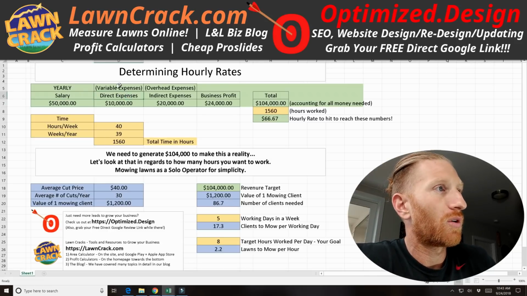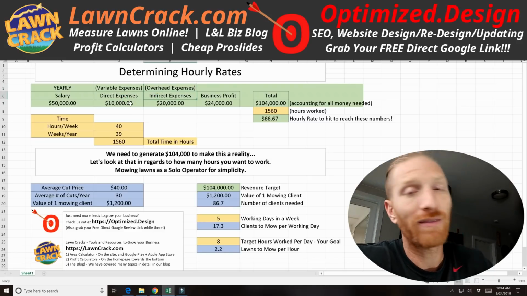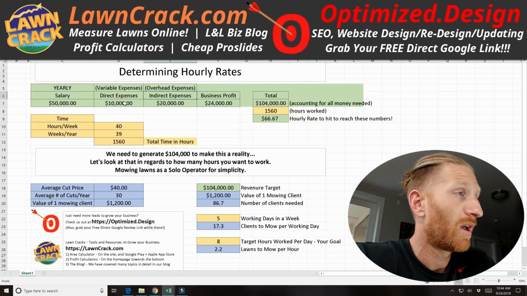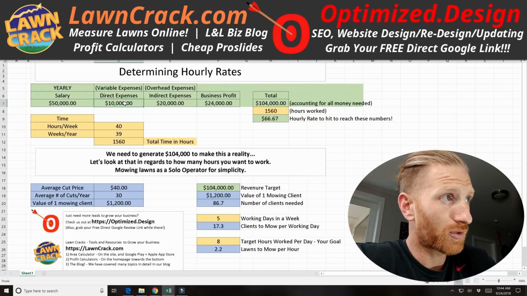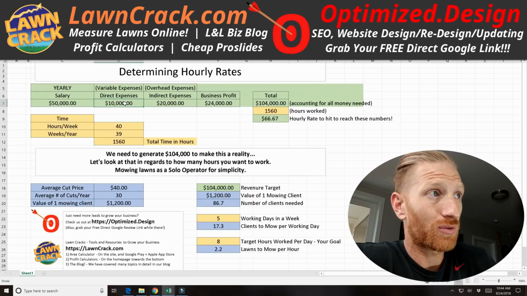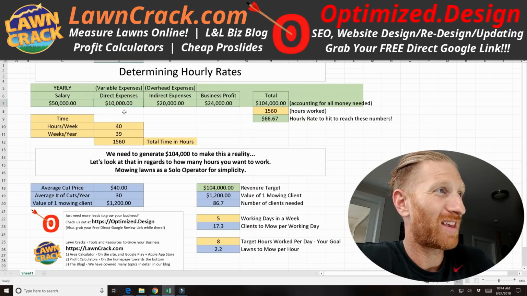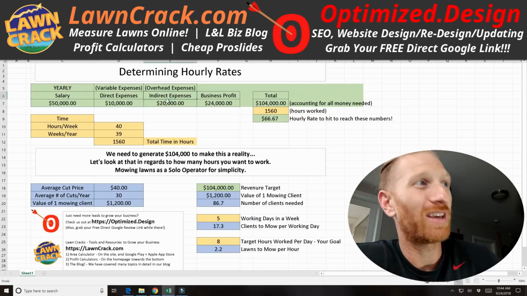Now you can slice this a bunch of ways, but you're going to have variable and overhead expenses. You can call them direct and indirect expenses. You're going to have these expenses in any kind of business. For direct expenses, for lawn mowing, it's going to be gas, and you might have trimmer string, stuff like this. But then you're getting into indirect expenses.